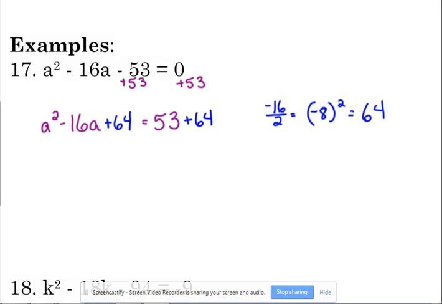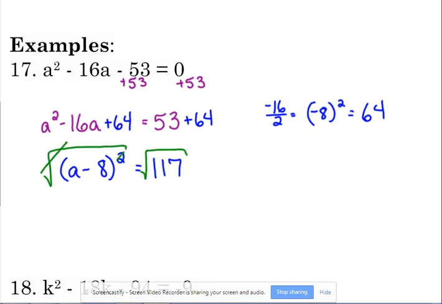Okay, now we've created our perfect square trinomial on the left side, so we can factor it. A minus 8 squared is equal to, let's see here, 53 plus 64, 117. Because that entire left side is now squared, we can take the square root of both sides. Taking the square root of something that's squared leaves you with just what was squared, a minus 8. When you take the square root, do not forget to put a plus or minus in front of that square root.